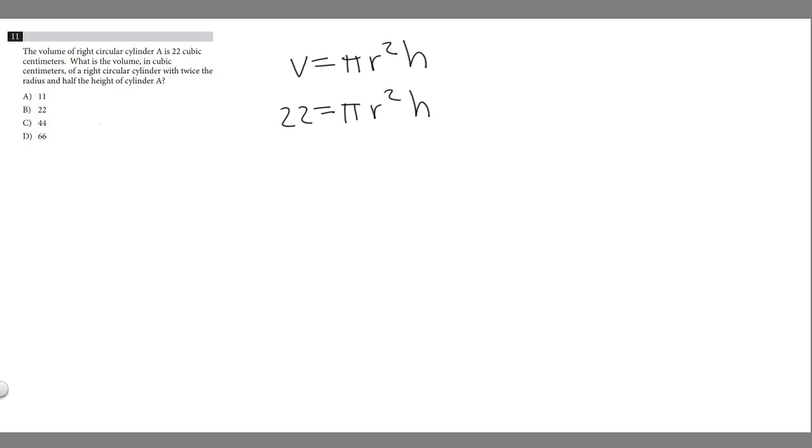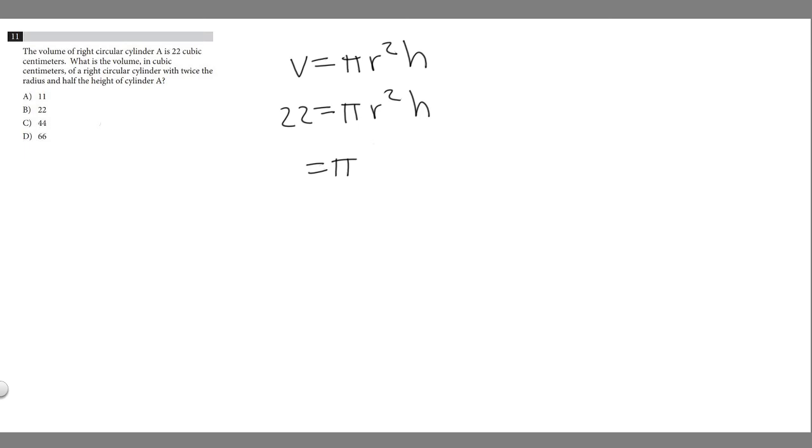And then we have another one. It says this one, though, is going to have twice the radius and half the height. So let's create a new formula for this one because we don't know what it is. That's what we're trying to find, right? So we're trying to find the volume of another one, but we're changing our radius and height.